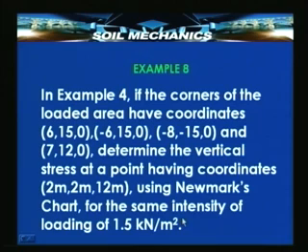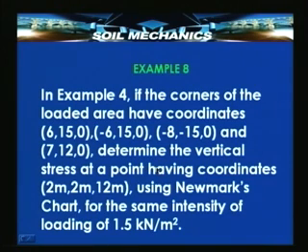Let us take one more example. This is also a loaded area, but this is not rectangular. The corners of this loaded area are 6, 15, 0, minus 6, 15, 0, minus 8, minus 15, 0 and 7, 12, 0. That means, this loaded area is a quadrilateral.